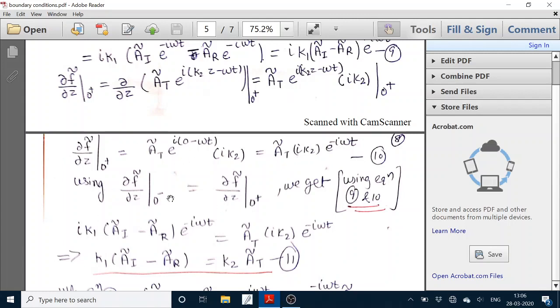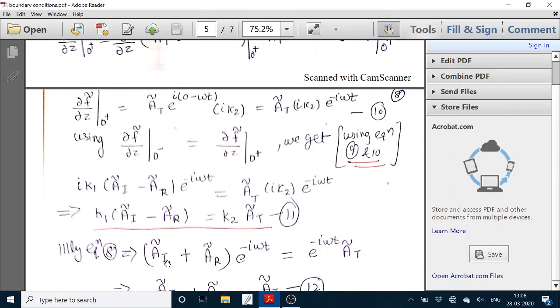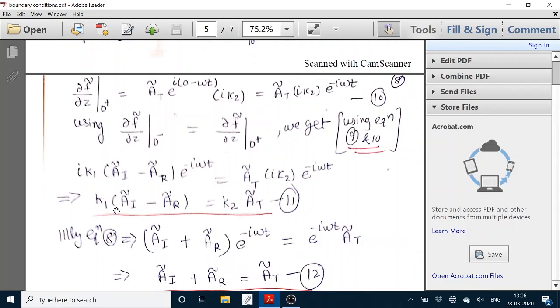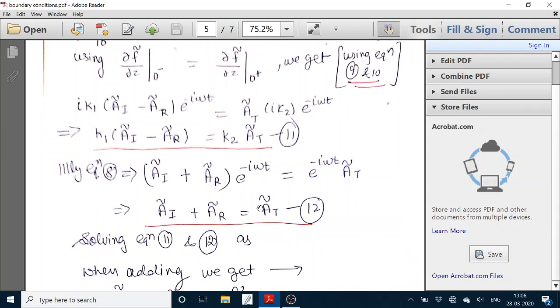So using the boundary condition that the derivative of f with respect to z at 0 negative equals the derivative of f with respect to z at 0 positive, we put in the values and get k1 (ai minus ar) equals k2 at. This is our previous result that the functions are equal at the left-hand limit and right-hand limit. So we have two equations now.